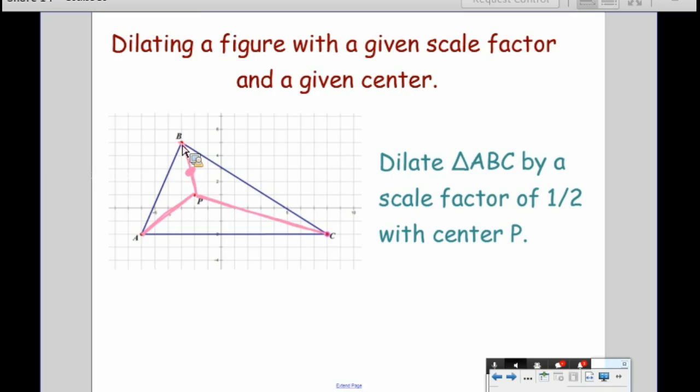Let's pretend I found the real midpoints for real. And you connect them, and this would be A prime, B prime, C prime. So that's how you dilate by a scale factor that's less than 1. So you just take that value and you divide by 2 or divide by 3, whatever it asks for. Okay?